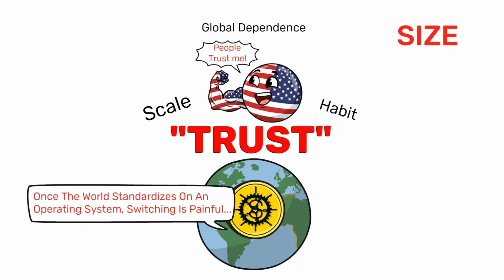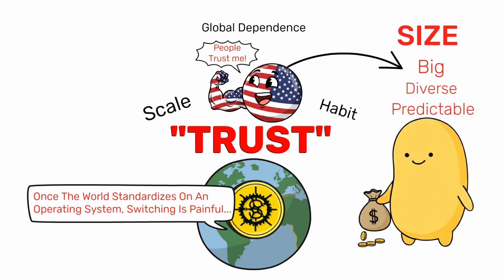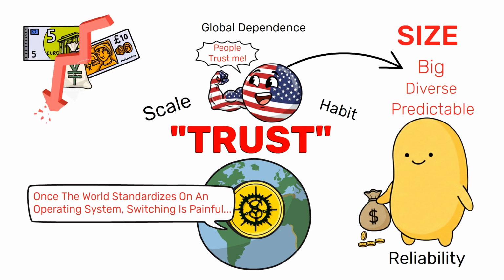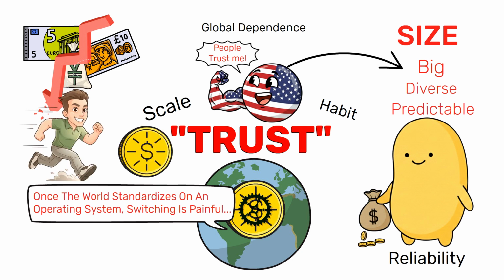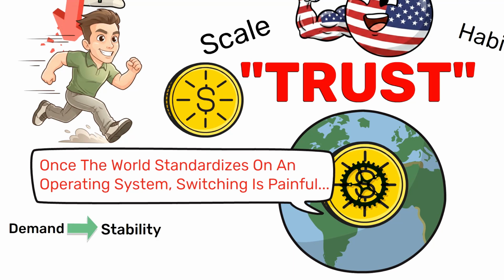Start with size. The U.S. economy is big, diverse, and crucially, predictable. Investors don't need perfection, they need reliability. When other currencies wobble, global money tends to sprint toward the dollar, not away from it. That flight creates a feedback loop. Demand builds stability, and stability builds more demand.